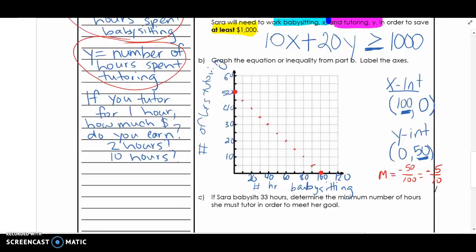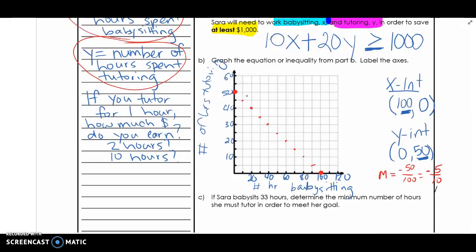This is an inequality, so I need to think about dashed or solid line. A dashed line would be these points that I just plotted, which make her come up with exactly $1,000. 10 times x plus 20 times y for all the points I just plotted would be exactly $1,000. So for example, if she worked 20 hours babysitting, she would need 40 hours of tutoring to get exactly $1,000.